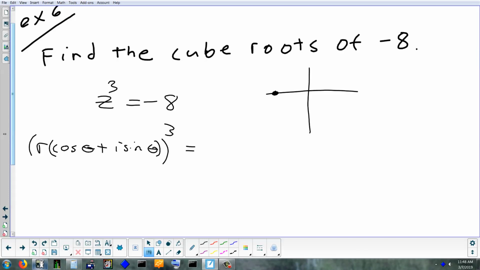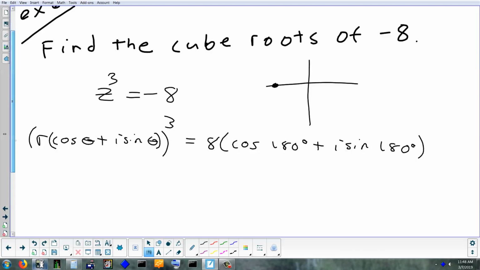Rob? Do you know what it is? -8. Careful, radius is always what kind of number? 8, yeah. Radius is always positive. And what angle are we at on that coordinate plane? 180. So your angle is 8 cosine 180, i sine 180.